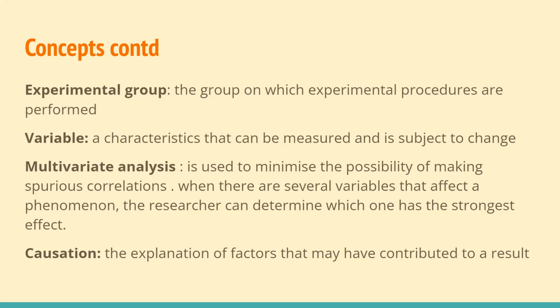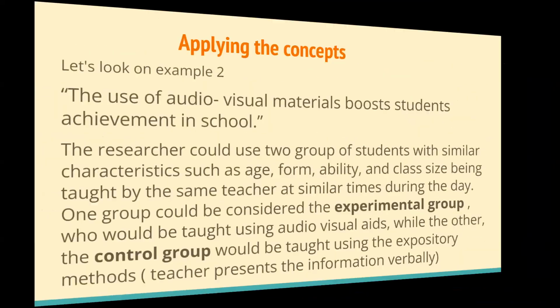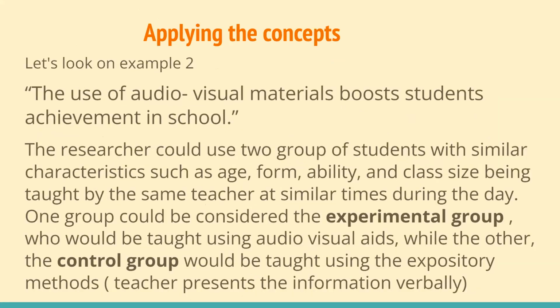The researcher can therefore determine which one has the strongest effect. Finally, causation. Now, a causation is the explanation of factors that may have contributed to a result. Now, let's apply these concepts that you have learned so far. Going back to the problem, the use of audiovisual material boosts students' achievement in school.